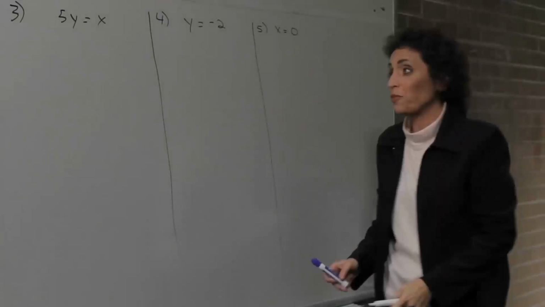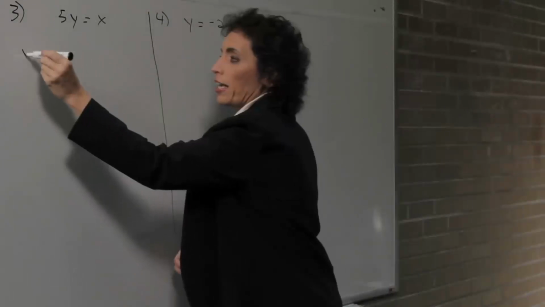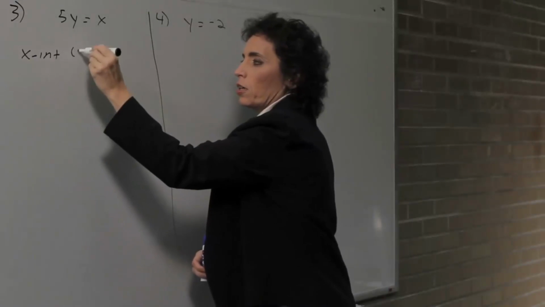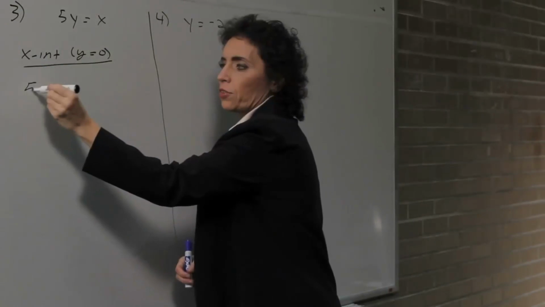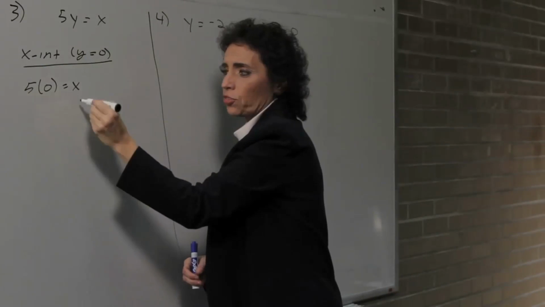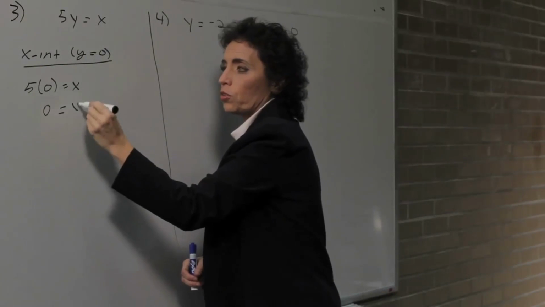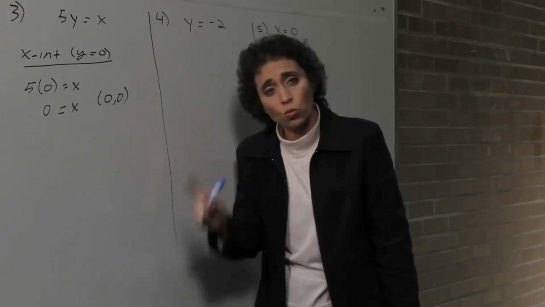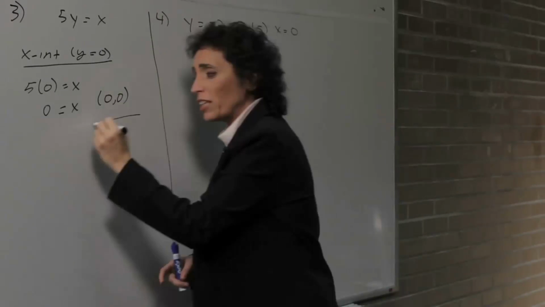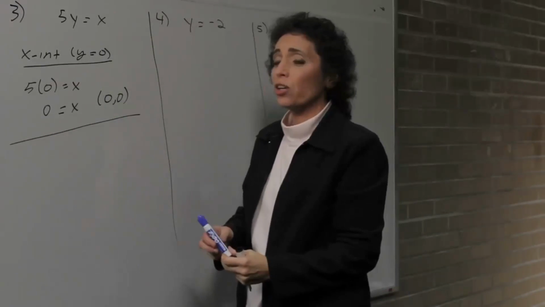I hope you were listening before, because watch this. Okay, x-intercept, y equals 0. So 5 times 0 equals x. So 0 equals x. So this is 0, 0. If this is the x-intercept, it's also the y-intercept. Just to make sure you understand that there were no other intercepts, because this is going to be a line.